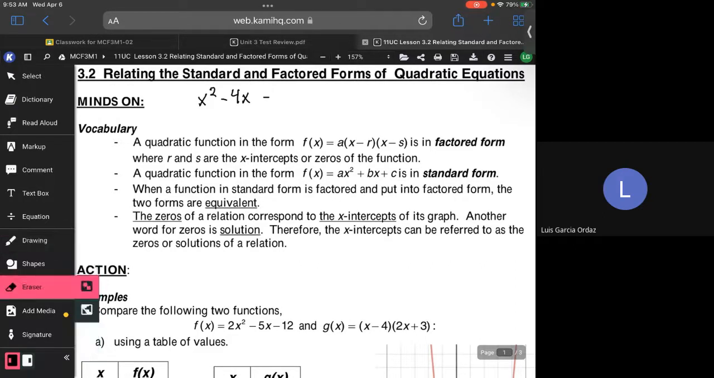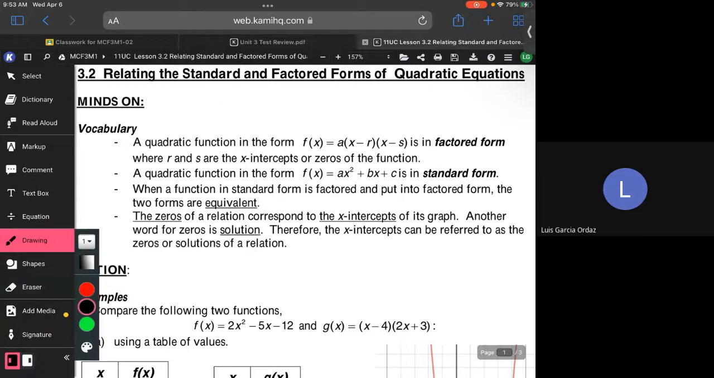I'm just giving you guys a trinomial that we've done already when you factor. So I have x squared plus 6x plus 8. Do you guys remember how to factor this trinomial? If I were to factor this out, what would it be, Jade? Yep, x plus 2 and x plus 4.